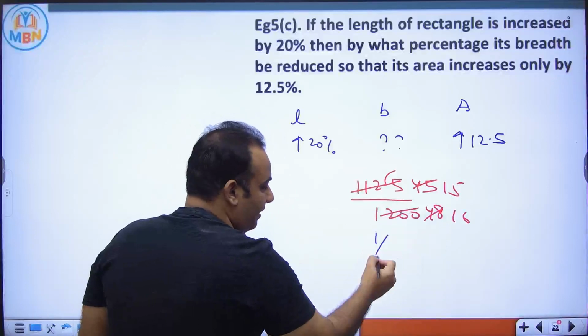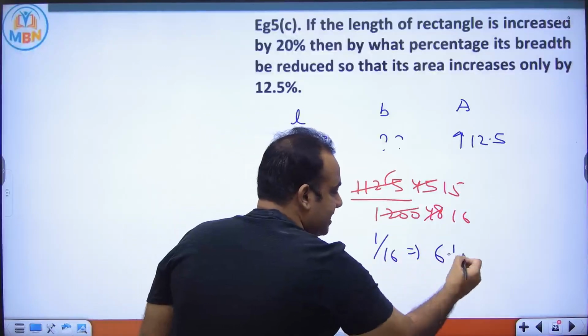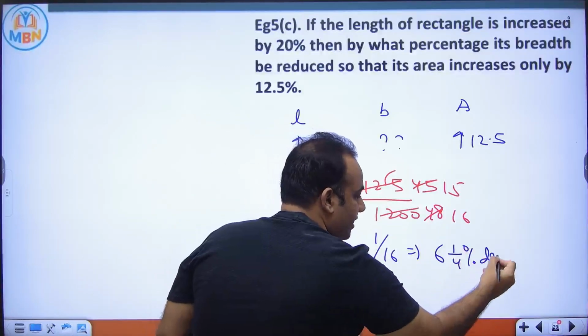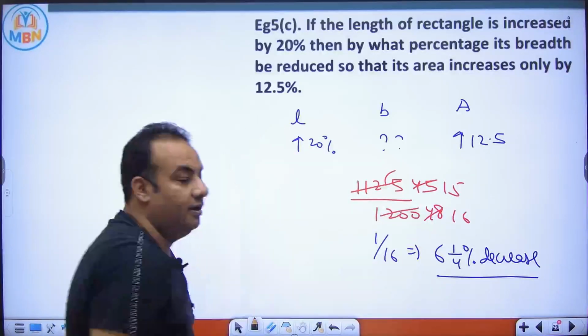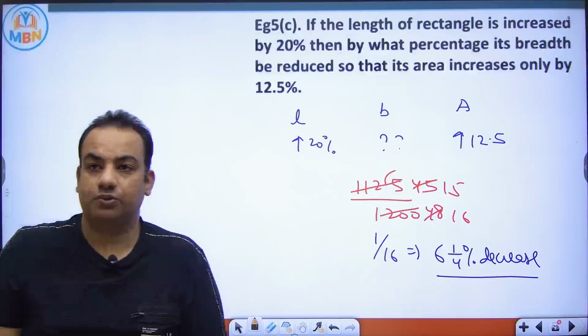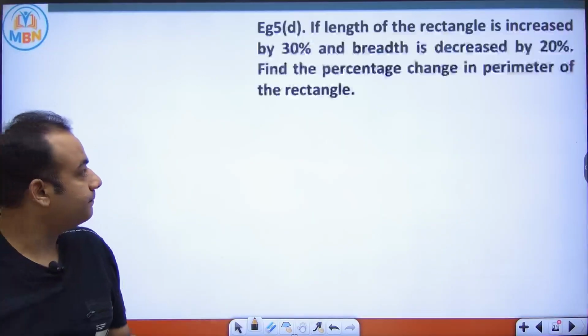So it decreased by 1 by 16, and 1 by 16 is what? 6 1/4%. So there is a decrease of 6 1/4%. Now see this.